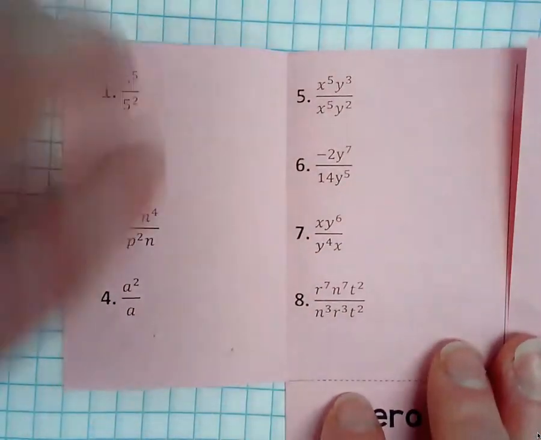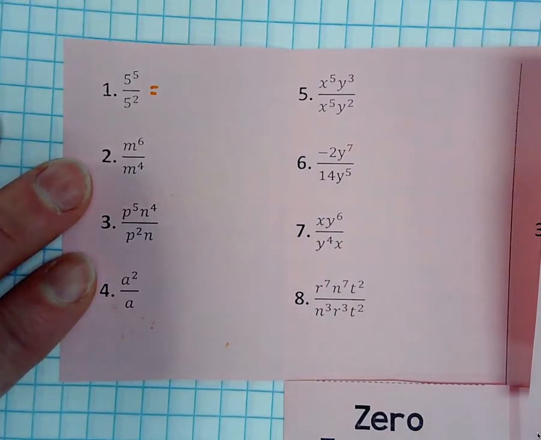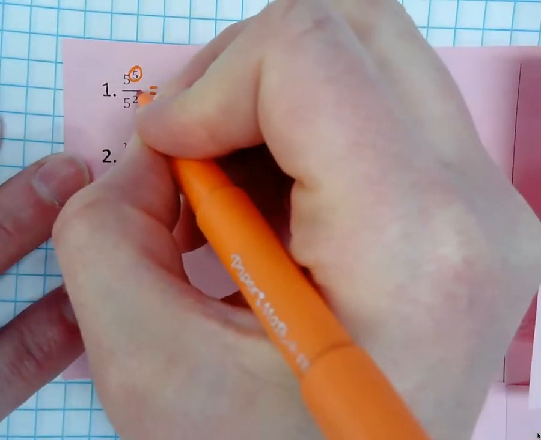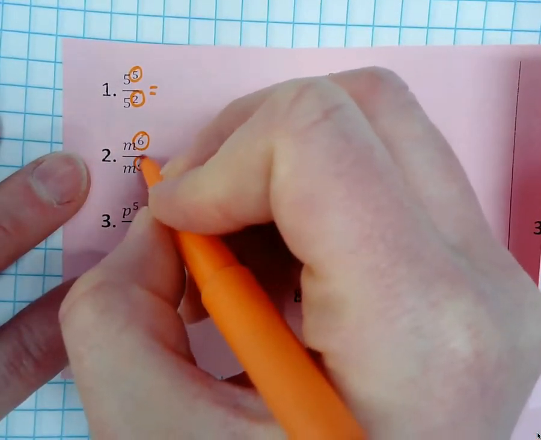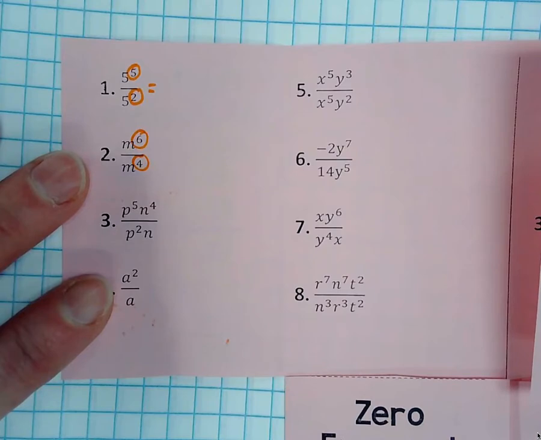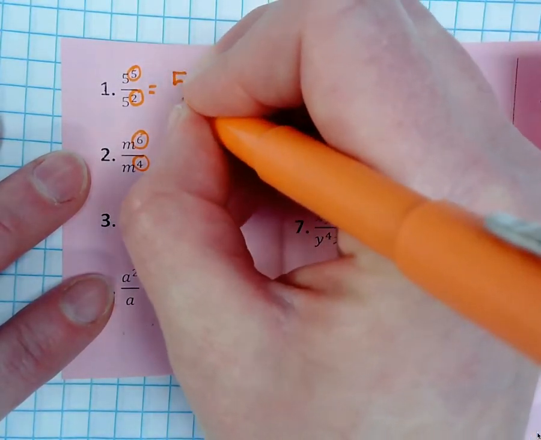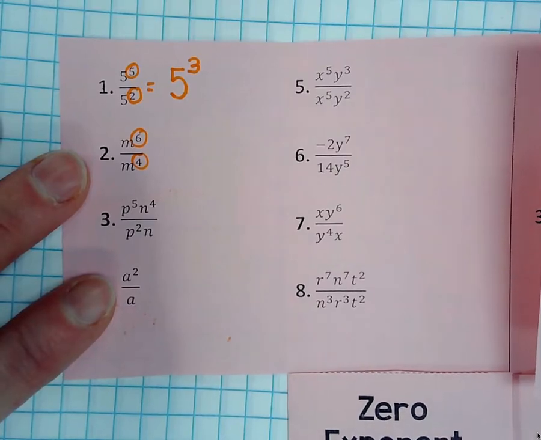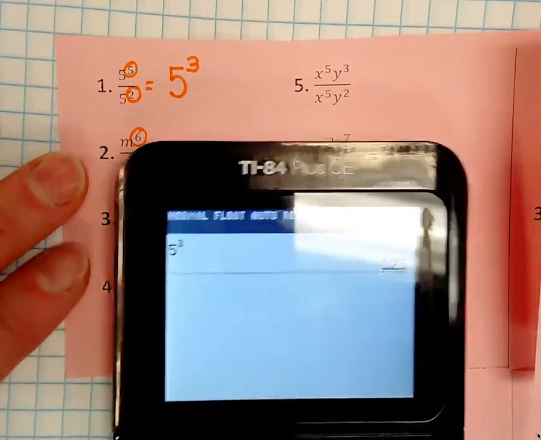Okay, so let's go to some problems here. Go ahead and do the first two. All right, so we would subtract 5 and 2 because those are your exponents. So 5 minus 2 is 3. So it's 5 to the third power. Let's go ahead and find out what that is. 5 raised to the third power is 125.